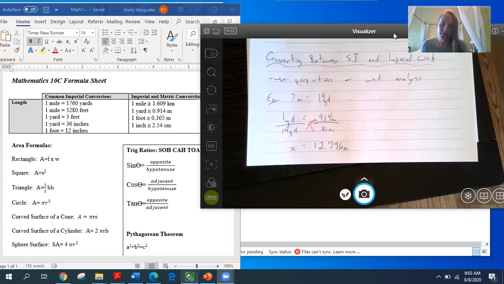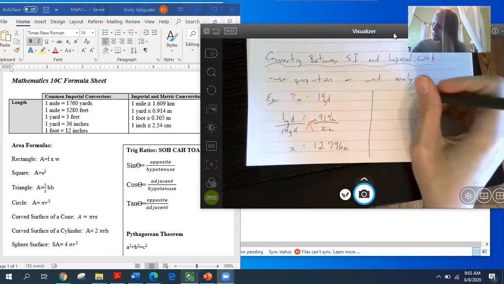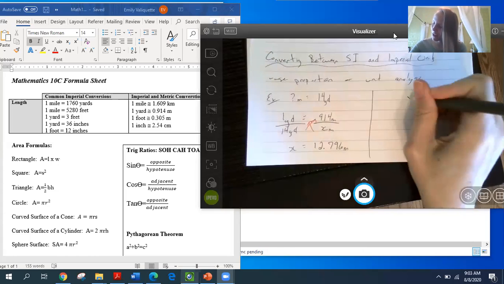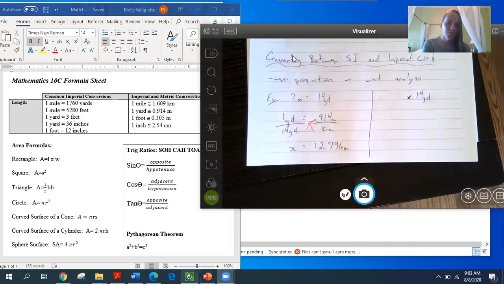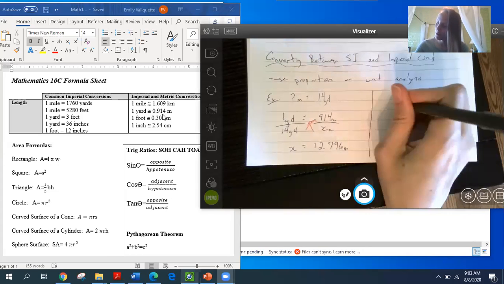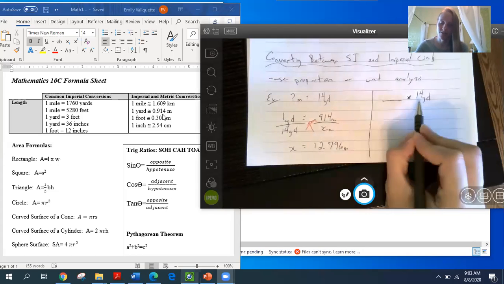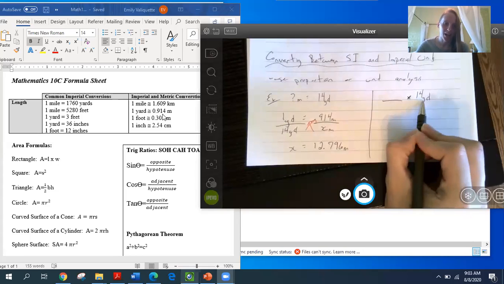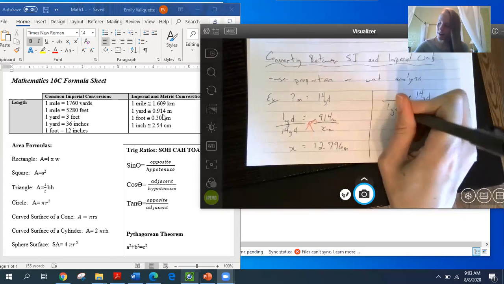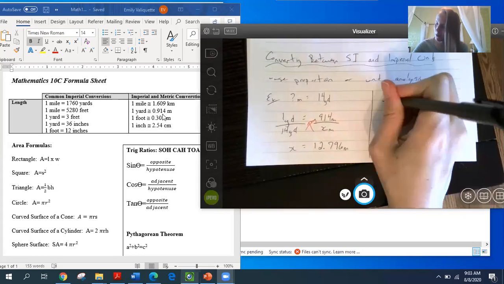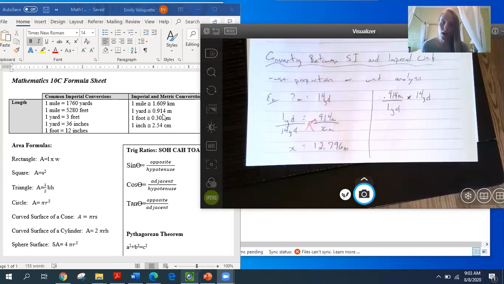Alternatively, I could use unit analysis. In this case, I know that I'm going to be multiplying by 14 yards. So I need to set up 1 yard is equal to 0.914 as a fraction, and I need yards to be on the bottom to cancel out this 14 yards. So I'm going to have the 1 yard on the bottom and the 0.914 meters on the top.